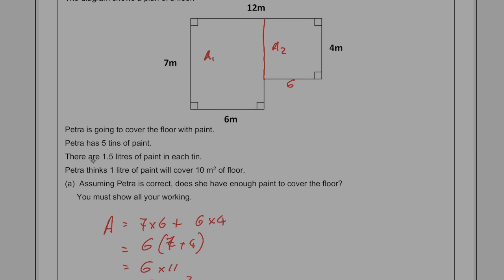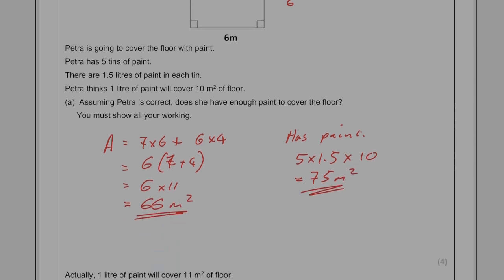Right, she's got 5 lots of 1.5 times by 10. So the paint that she has is enough for 5 times by 1.5 times by 10. So we're looking at 15 times by 5. So she's got 75 meters squared of paint. So assuming that she is correct, does she have enough? Yes, 66 is less than 75.